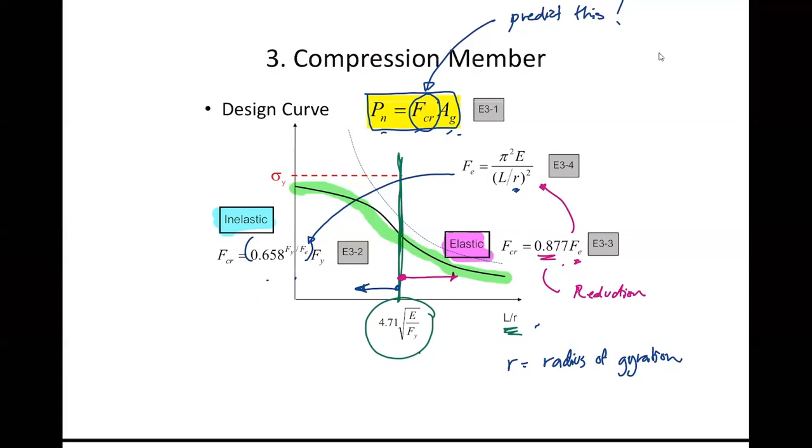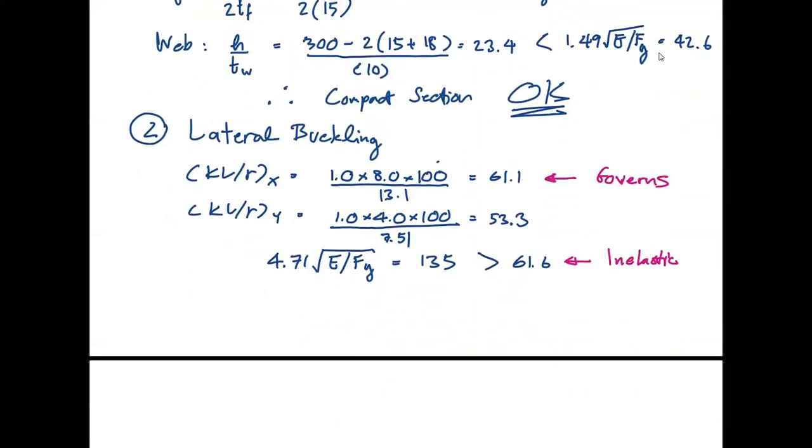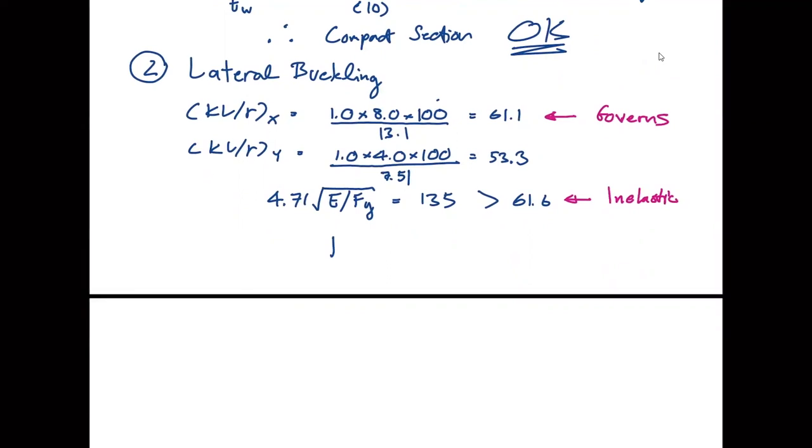So we come back here. Now we know it's inelastic buckling, so we are going to calculate Fe. Fe is pi squared E over 61.1, squared. Don't forget the square. Now look at this: 5390 kilogram per square centimeter.